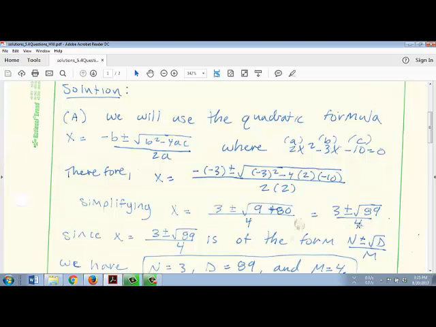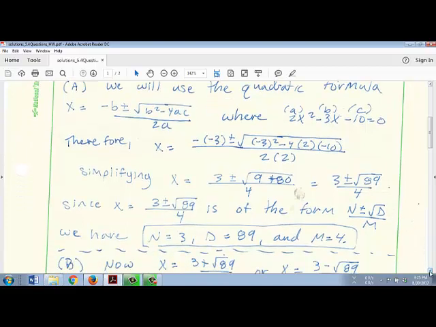Notice, this is the form N plus or minus square root of D over M. We have a single number here, plus or minus the square root of a single number here, divided by a single number here. So what we can see from this is that N must represent 3. N would equal 3. D must be represented by 89. So D would be 89 in this case. And M is represented by 4. So M would be 4 in this case. So we finished part A.